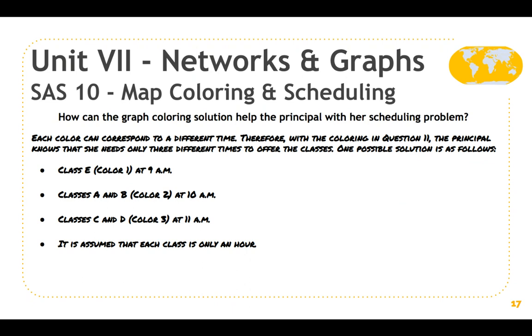All right. How can the graph coloring solution help the principal with the scheduling problem? Each color can correspond to a different time. Therefore, with the coloring in question 11, the principal knows that she needs only 3 different times to offer the classes. One possible solution is as follows. Class E, color 1, at 9 a.m. Classes A and B, color 2, at 10 a.m. Classes C and D, color 3, at 11 a.m. It is assumed that each class is only an hour, and that is a good solution.